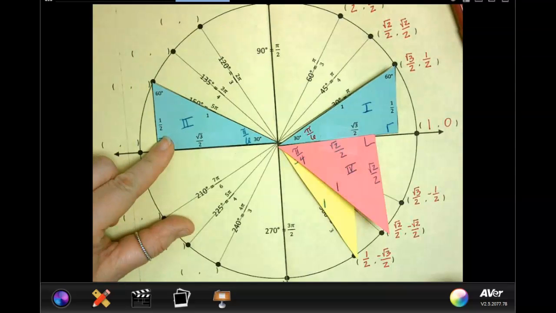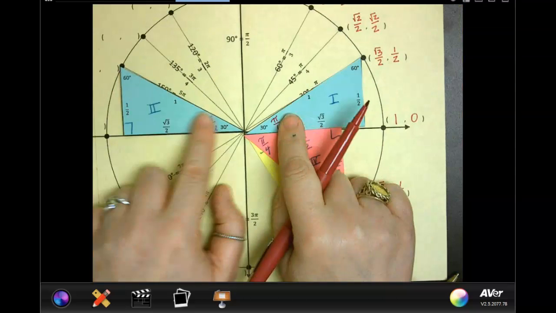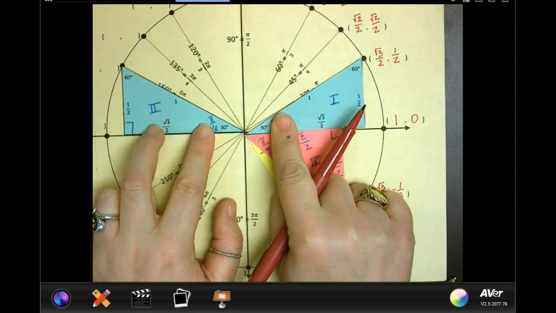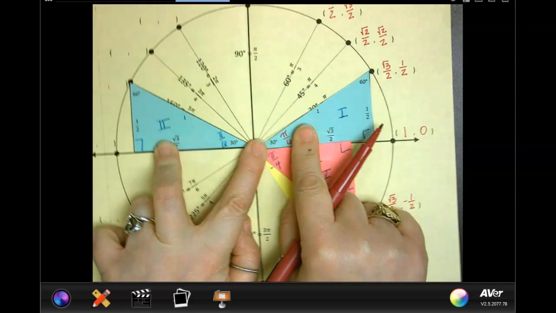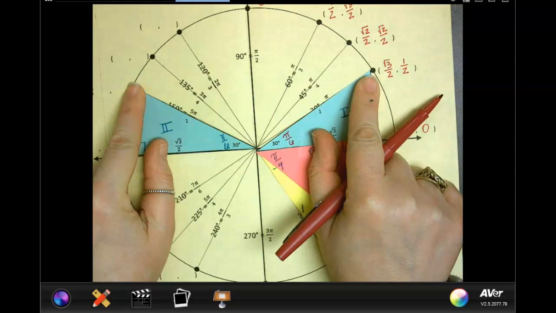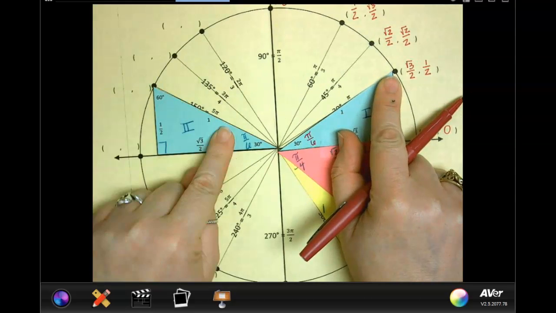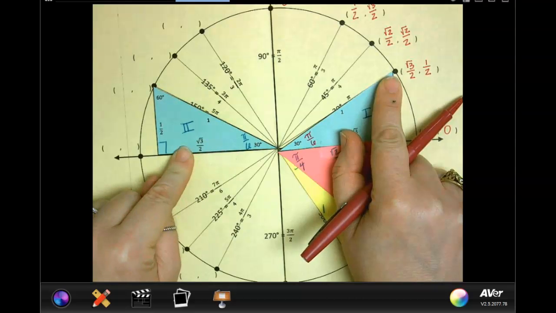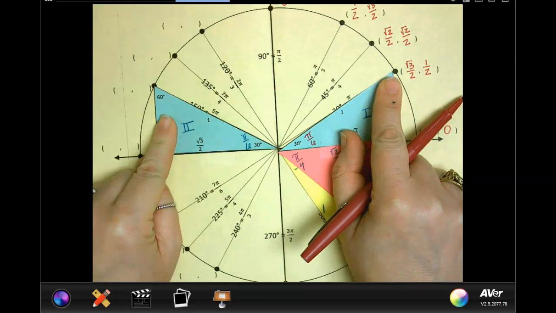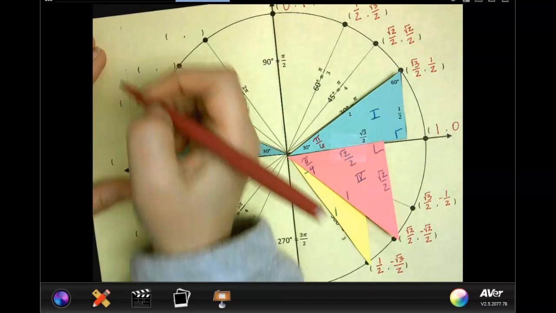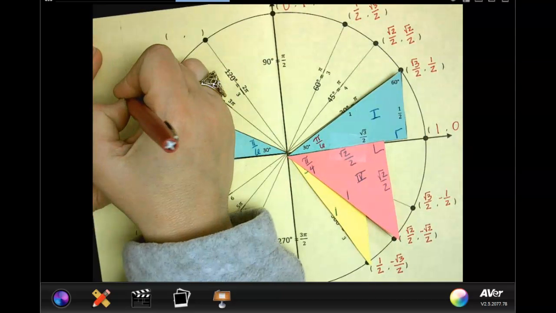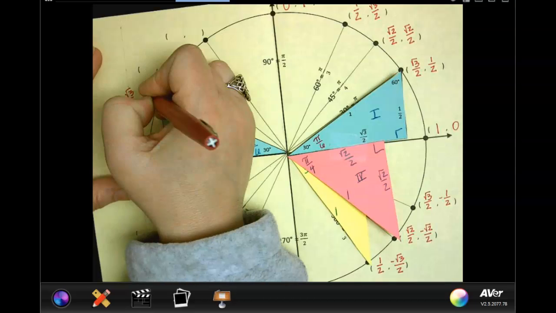All right. So now notice my Roman numeral 1 and Roman numeral 2 triangles are just reflections of each other. These points right here are just reflections of each other. The ordered pairs still have an x value that has a square root of 3 over 2 in it and a y value that's 1/2. But the x is negative because we're in quadrant 2. So it's negative square root of 3 over 2, positive 1/2.